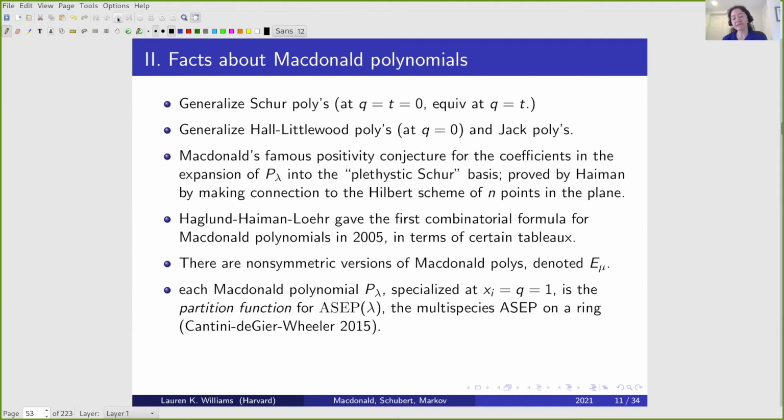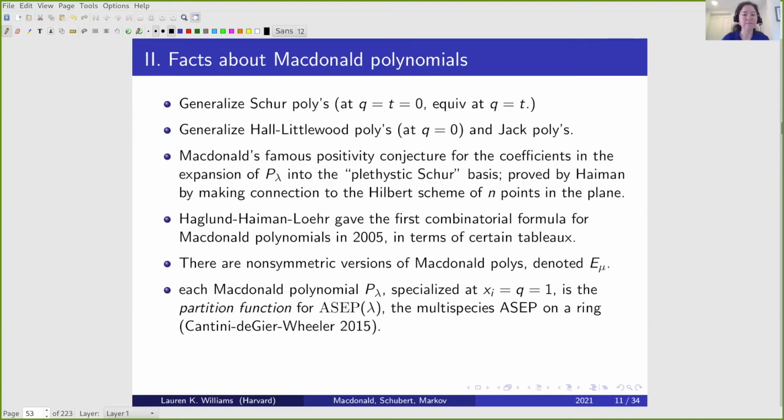For the purpose of this talk, really, the most important thing about Macdonald polynomials is that a certain specialization of the Macdonald polynomials is the partition function for the multi-species ASEP on a ring. So the thing that's most important to this talk is that they have a probabilistic interpretation, and that was realized by Cantini, de Gier, and Wheeler in 2015.